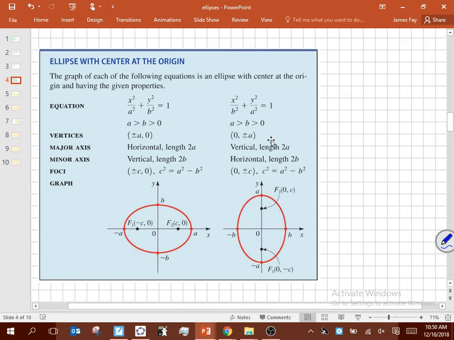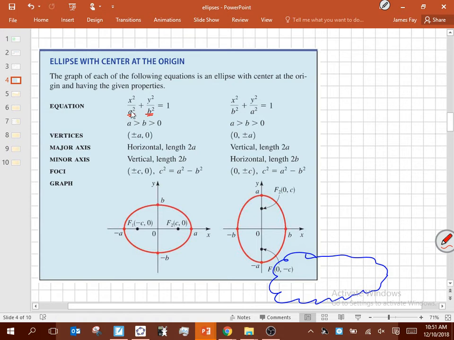I don't remember any of this stuff, especially this here and there. I just look at the comparison of these numbers. Whichever number, a squared or b squared, is largest is going to provide the major axis. If a squared was larger and it's paired with the x squared, then the major axis is on the x-axis. If this number was larger, then your major axis would be with your y.